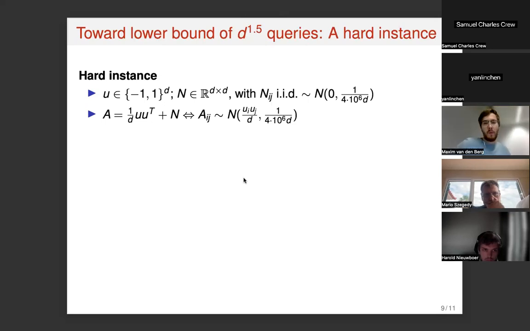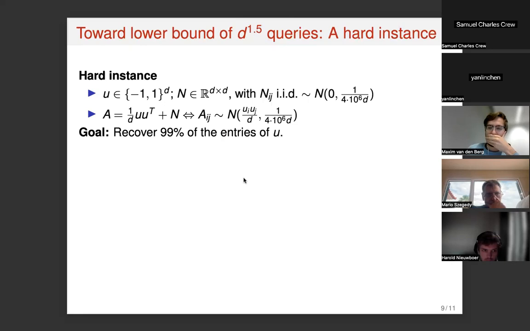And now if you look at the entries of A_ij, then you will see each entry is drawn from N(U_i U_j over D, with variance roughly 1 over D). That is, your mean is either 1 over D or minus 1 over D. But your standard deviation is roughly 1 over square root of D. So it's actually quite hard to distinguish the 1 over D from the minus 1 over D, right? Because your standard deviation is way too large compared to your mean.